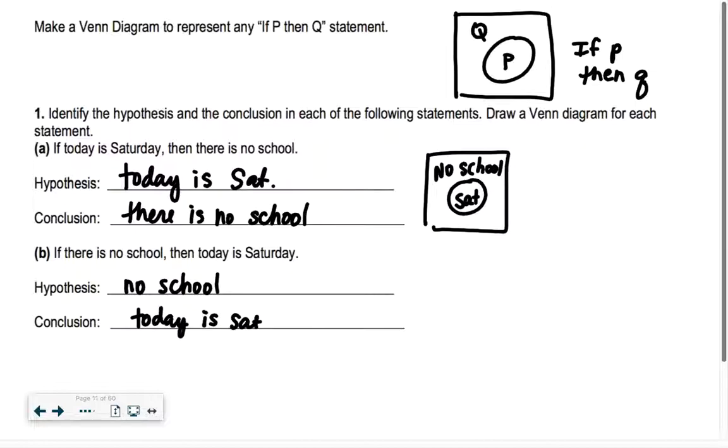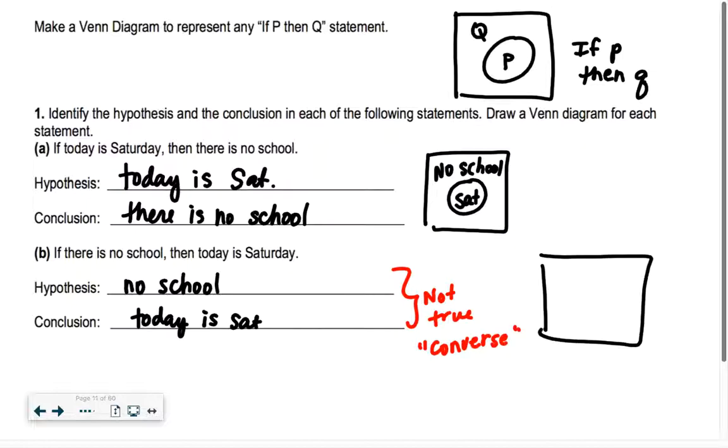And we said that this one's not true. And I told you that it's a word called the converse, which we're going to talk about eventually. So its Venn diagram would look like this. On the inside, we would have no school, and we'd say Saturday. In other words, every single Saturday. So if it's Saturday, that's the only time we have no school. That doesn't really make sense that way.